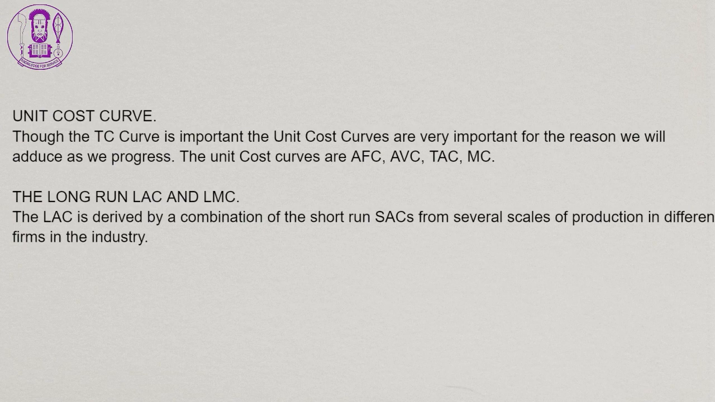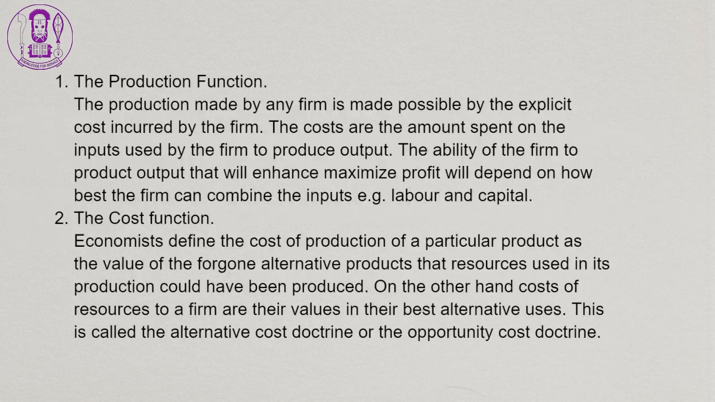In this study session, you have learned that 1. The production function. The production made by any firm is made possible by the explicit cost incurred by the firm. The costs are the amount spent on the inputs used by the firm to produce output. The ability of the firm to produce output that will maximize profit will depend on how best the firm can combine the inputs, for example labor and capital.